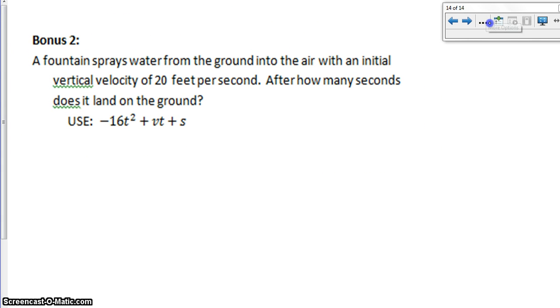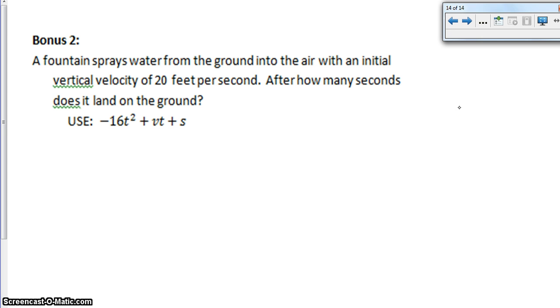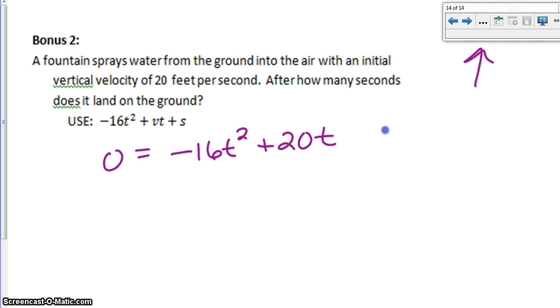But I did want to talk about how to set this up. And I want you to think about this. This is called the thrown object formula. And sometimes it's just a dropped object. And so what I said is you want it to land on the ground. And so you put the negative 16t squared, which, by the way, is the effect of gravity in seconds. And the velocity was an initial vertical velocity of 20 feet. And since it started on the ground, that would end as 0.